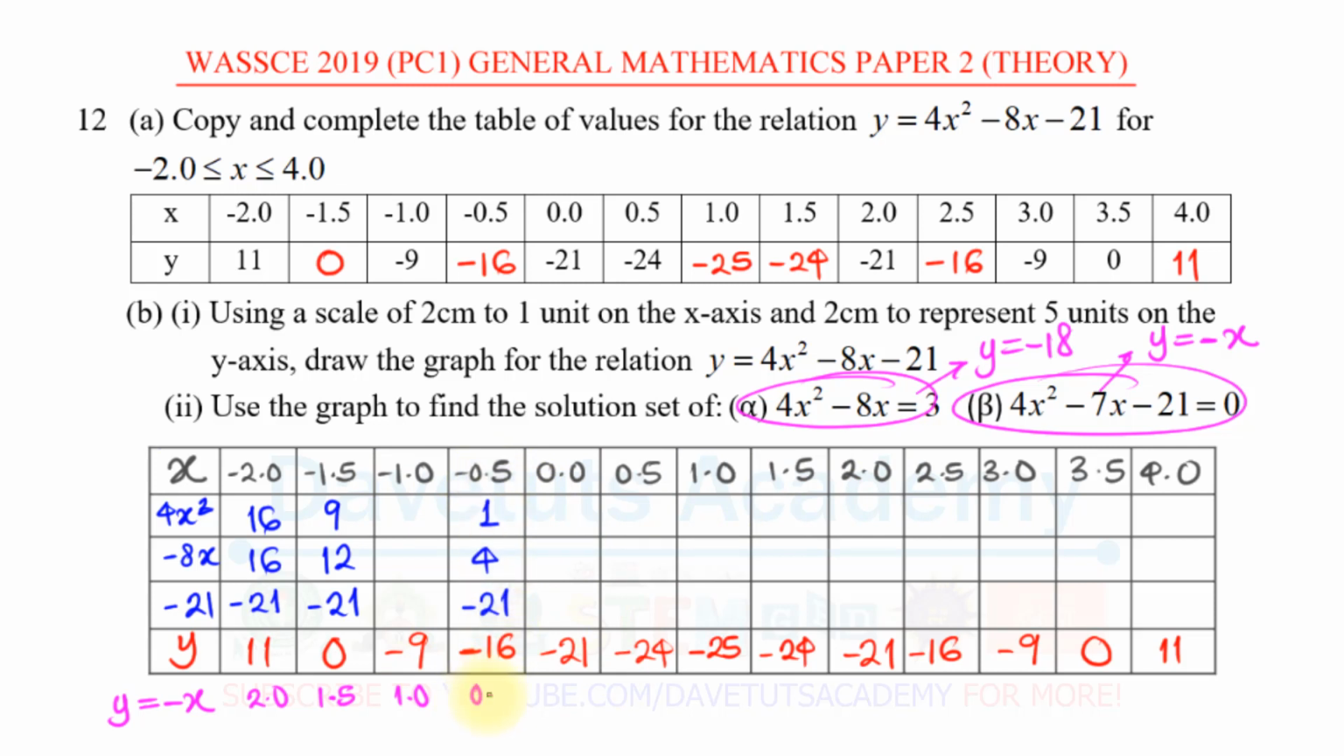Okay, in short, because it's just negating it, all the values of y will be the negative values of x. Here it will be 0.5, and then 0 will not carry any sign. But when x is 0.5, y will be minus 0.5. When x is 1, y will be minus 1.0. When x is 1.5, y will be minus 1.5. When x is 2.0, y will be minus 2.0. When x is 2.5, y will be minus 2.5. When x is 3, y will be minus 3.0. When x is 3.5, y will be minus 3.5. And when x is 4, y will be minus 4.0.